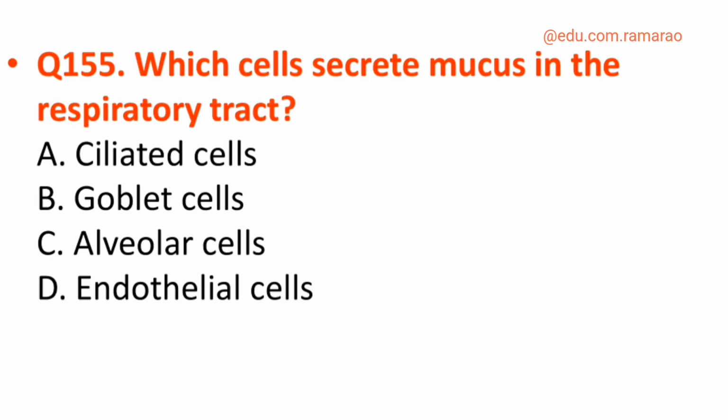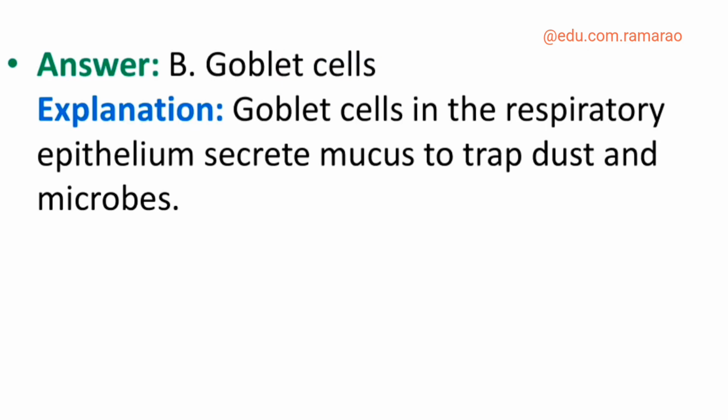Next question. Which cells secrete mucus in the respiratory tract? Option A ciliated cells, option B globular cells, option C alveolar cells, option D endothelial cells. The correct answer is option B globular cells. Globular cells in the respiratory epithelium secrete mucus to trap dust and microbes.